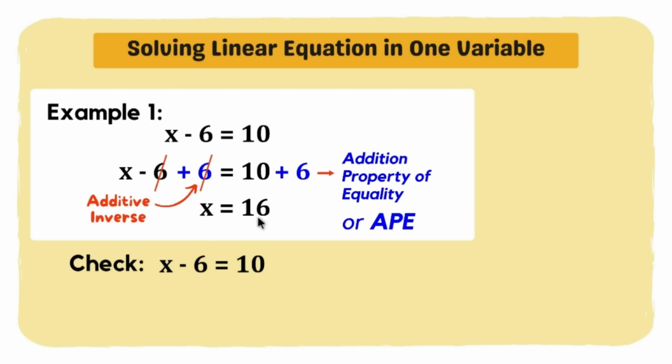Alright, if you want to check, you can do this. I-substitute lang po natin yung value na nakuha natin sa original equation, which is x minus 6 is equal to 10. So since our x is 16, we just substitute it here in our original equation. X will now be 16. And if we're going to subtract 6, will it be the same with the other side? So let's find out. 16 minus 6 is 10. Yes, it is equal. 10 is equal to 10. This is the value of x that makes the equation true. Kaya we can conclude that our answer is correct. Okay, x is equal to 16.